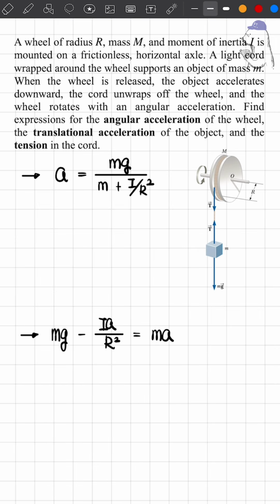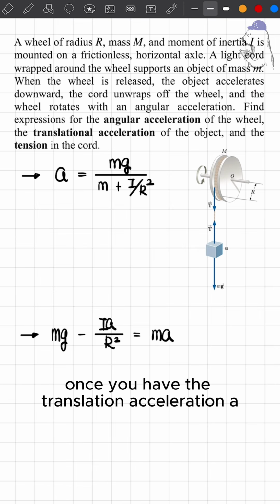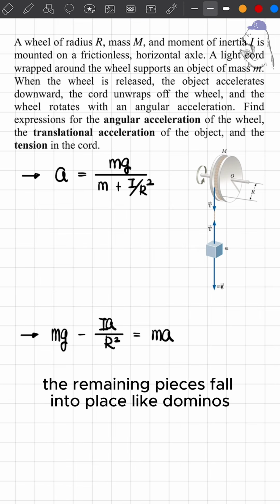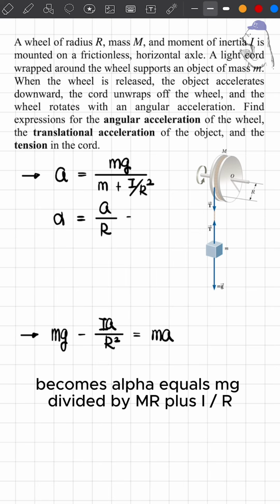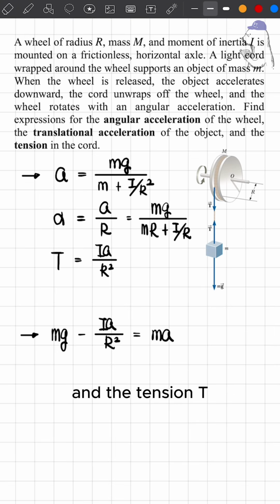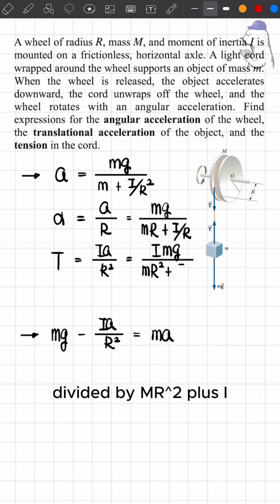Once you have the translational acceleration a, the remaining pieces fall into place like dominoes. The angular acceleration alpha becomes alpha equals mg divided by mr plus I over r, and the tension T simplifies to T equals Img divided by mr squared plus I.